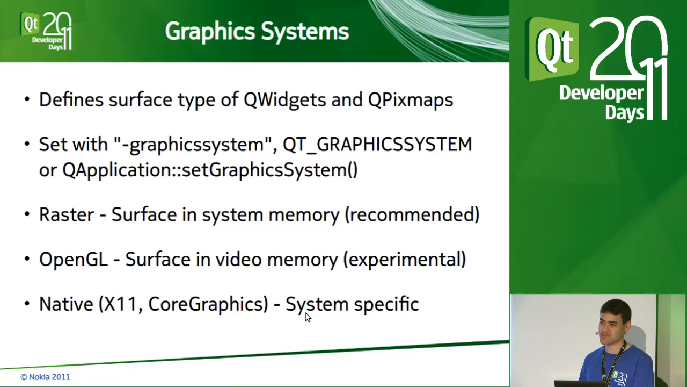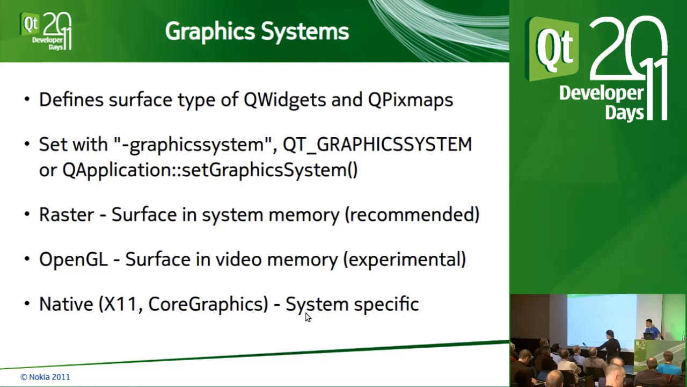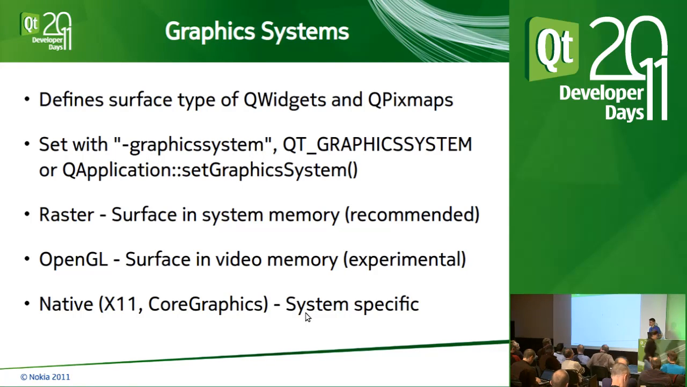So who of you use a different graphic system than the default? So only a handful. Okay. The graphic system defines what kind of surface you get for your widgets and your pixmaps. You can set the graphic system three ways. You can use the command line argument graphicsystem, or you can use an environment variable called QT_GRAPHICSYSTEM, or you can set it in your source code by calling QApplication::setGraphicsSystem.